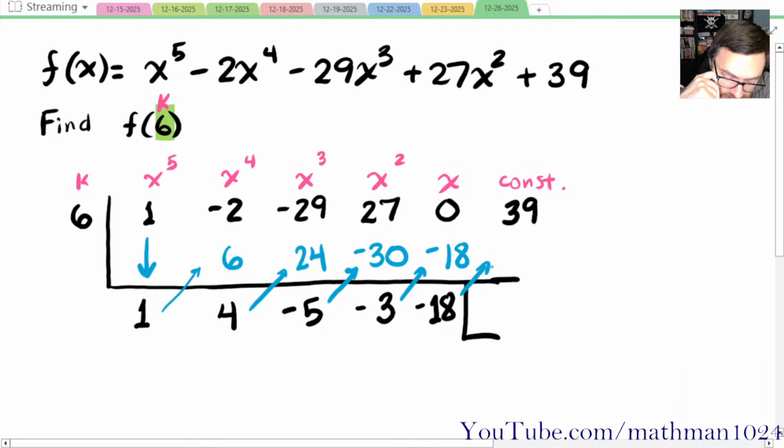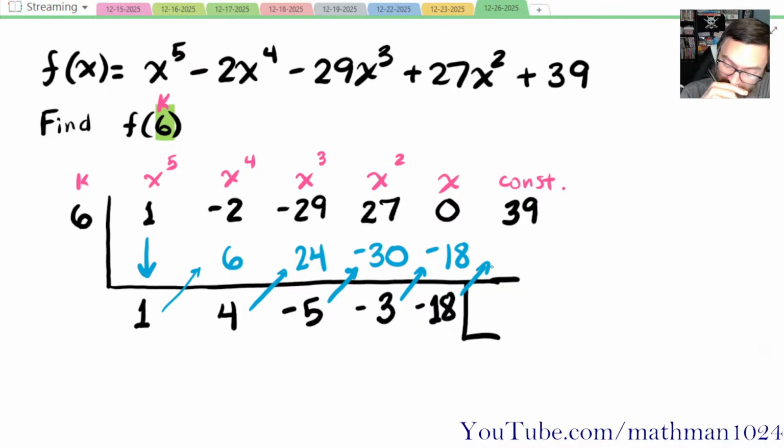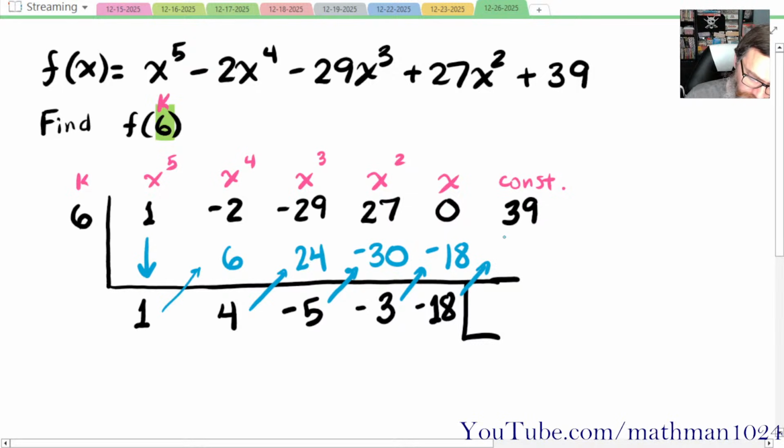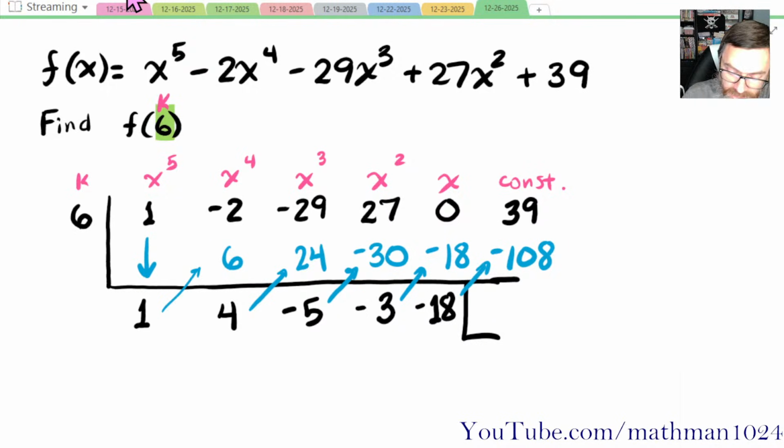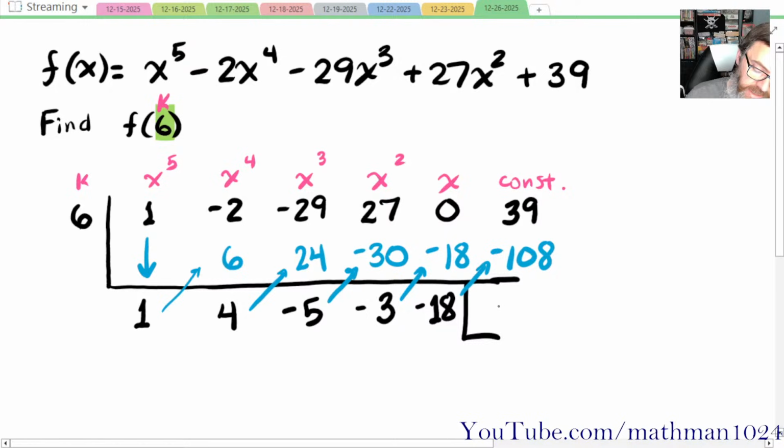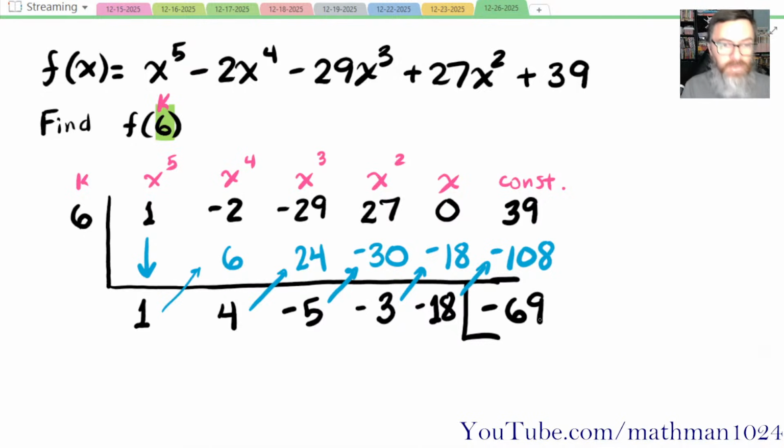Multiply 6 times. Did I make a mistake here somewhere? Something doesn't feel right. Hold on a second. All right. So 6 times 18, excuse me, is negative 108. Don't know where my mind was. Sorry about that. And then 39 minus 108 would be negative 69. Yeah. All right, so that's my scratch work.